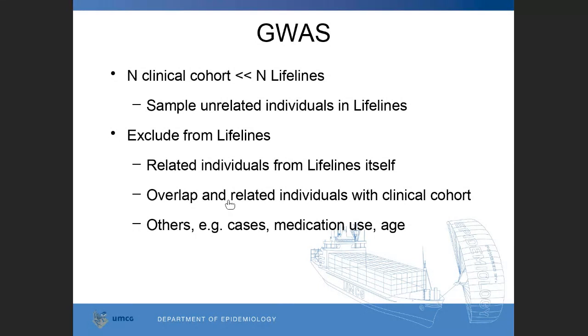Also, you need to remove the overlap and related individuals with the clinical cohort. And you may want to exclude others from Lifelines, maybe because they are cases themselves, or because they use medication, or they have some other conditions that are not acceptable for a control. Or maybe you want to restrict on age.